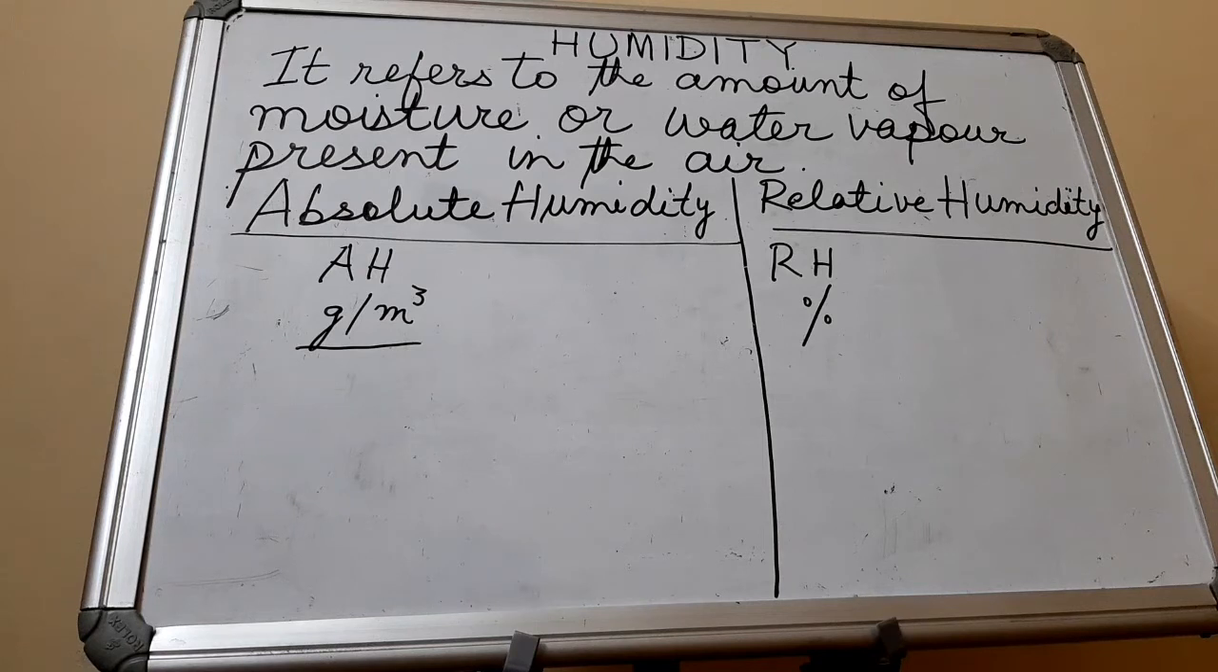Moving on to relative humidity. Now, relative humidity increases or decreases with change in air temperature. When air can hold no more moisture, such air is said to be saturated, and in that case relative humidity will be 100%. And further cooling will condense the water vapor into clouds and will give rainfall.